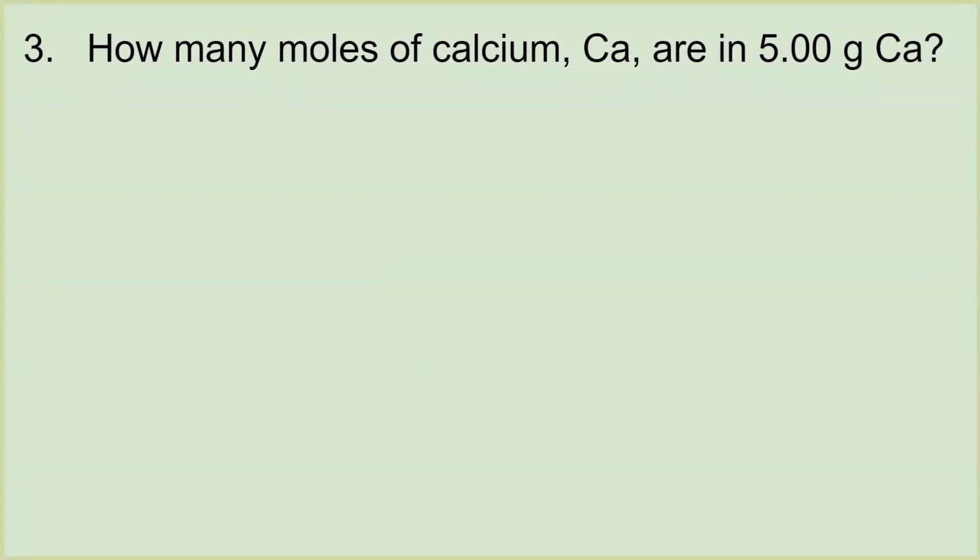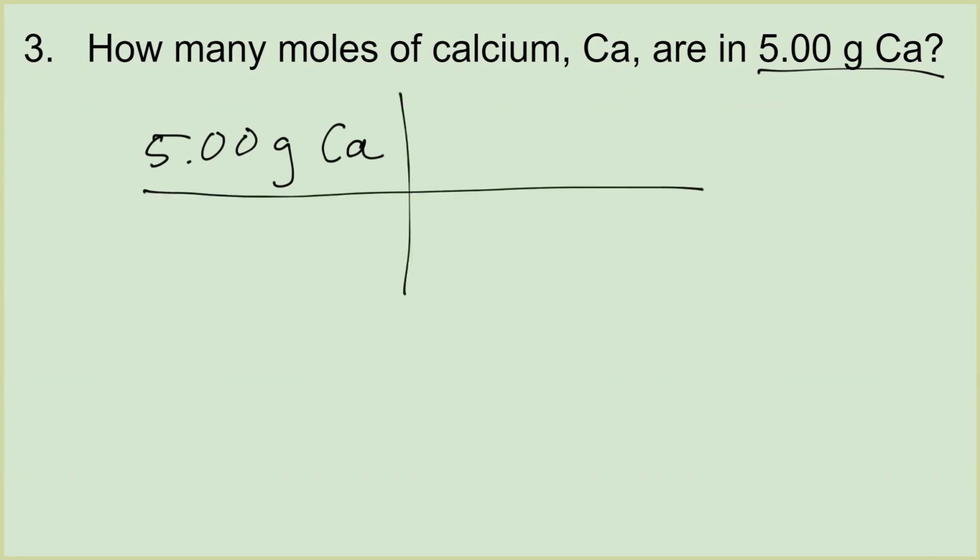Okay, this one's going to look a little different than the previous ones we did. So this is asking how many moles of calcium are in 5.00 grams of calcium. So we start with what we're given, 5.00 grams of Ca. Okay, Ca is for calcium. Make my little line, add my fence. I'm going to copy the units, grams of calcium, right there. And it's asking me to find moles of calcium. So I'm going to put moles of calcium in that spot.